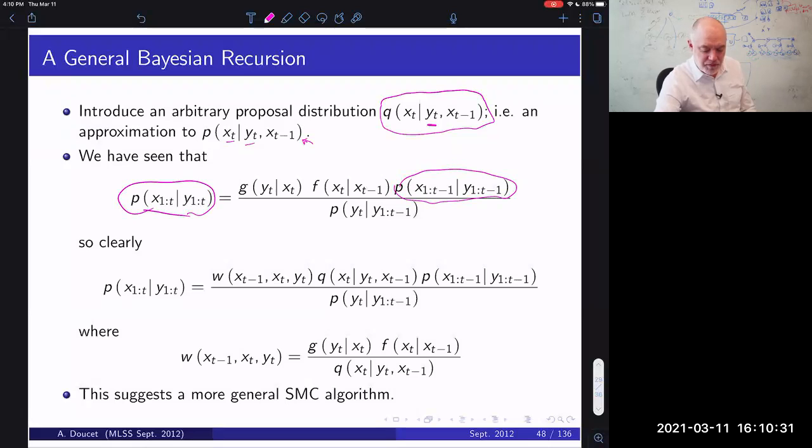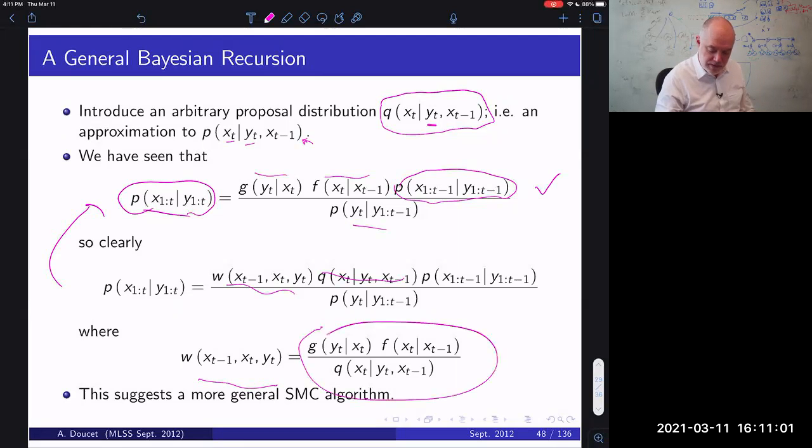And effectively, the proposal distribution says sample from F, weight by G, and then renormalize, right? Clearly, we can sample from Q and weight by W, because if we replace this W in here, we get back exactly what we had here. So if you're okay with this recursion, then if you substitute this W in right here, the Q's cancel, and you're left with exactly the same thing. You have G and F on top and P on bottom, and you're done. Okay.